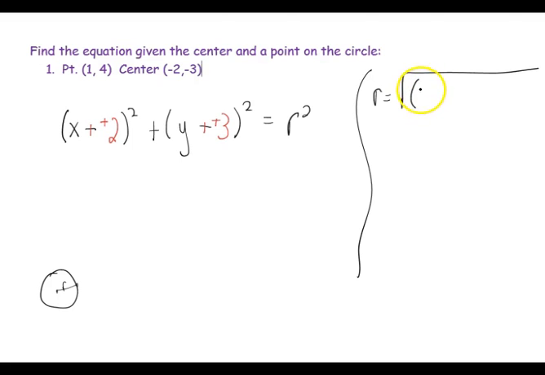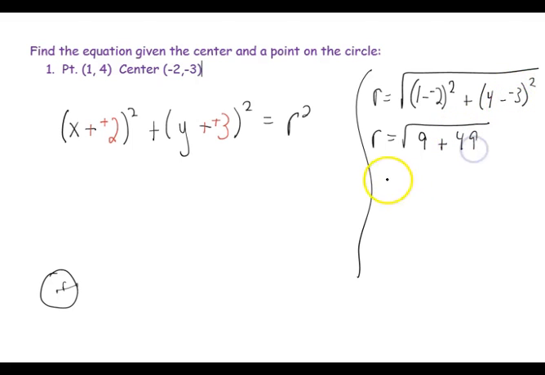So if I plug it in, 1 minus negative 2, using those two x values, squared, plus 4 minus negative 3 squared. Again, those are the two y values from over here. And then I start to work it out. So here, this becomes 3, and 3 squared is 9. This becomes 7, and 7 squared is 49. So r ends up to be the square root of 58.